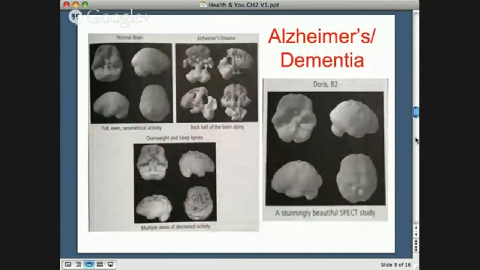Dementia. Once you've got it, it's not reversible. There's no cure. Dementia is the third leading cause of death in Australia alone. And dementia is not a normal part of aging. It's caused by our lifestyle choices. It's a progressive deterioration, so it's a degenerative disease.